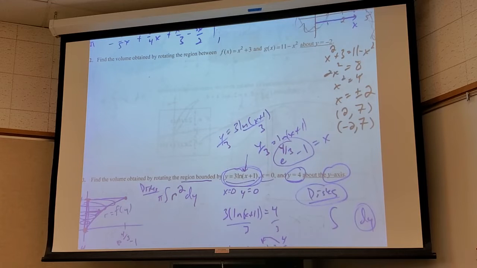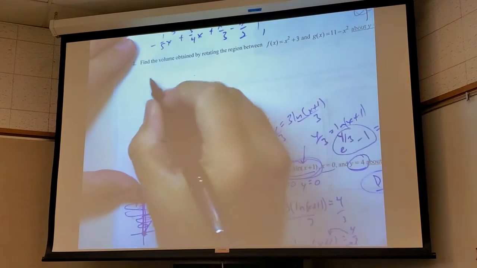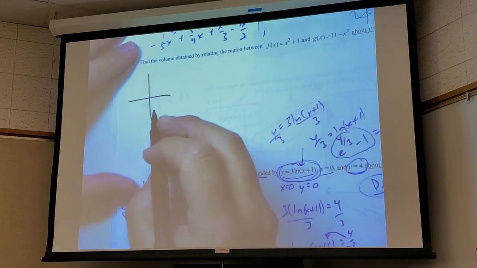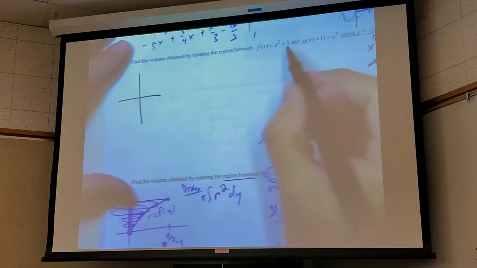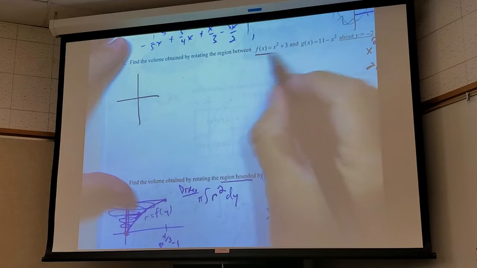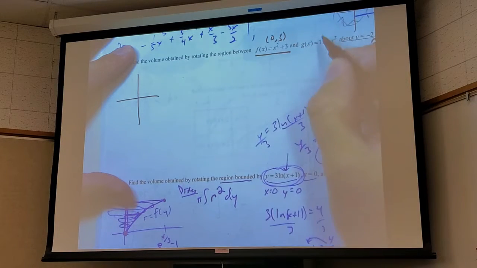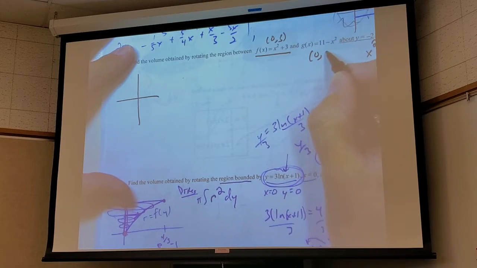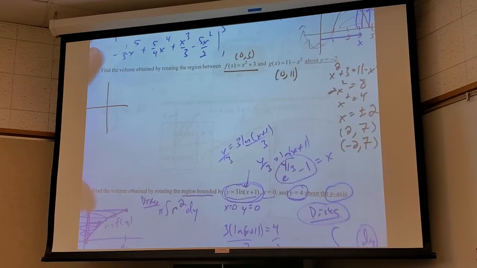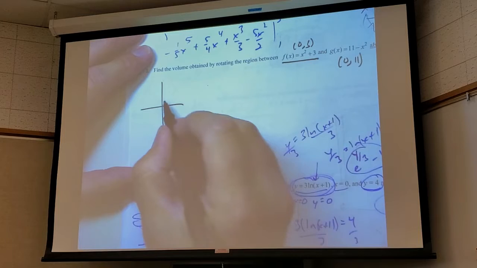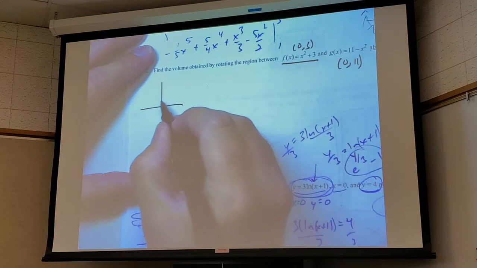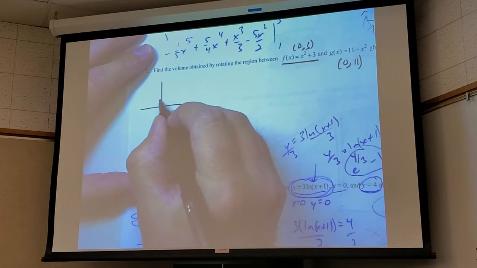So here's what I normally do when I have just parabolas, right? And actually I do this whatever the function is. I know they're going to meet at 2, 7 and negative 2, 7. What's this guy at 0? 0, 3, right? What's this guy at 0? 11. Okay, so 0, 3. So I could have made this better. It's too bad for me. I didn't. Too bad, Jeff. I don't care. Now watch.